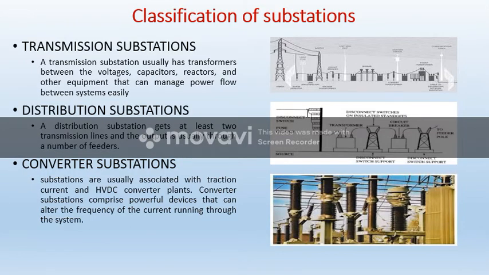Classification of substations: three types: transmission substation, distribution substation, converter substations. Transmission substations usually have transformers between the voltages, capacitors, reactors and other equipment that can manage power flow between the systems easily. Distribution substations get at least two transmission lines and the output is distributed through a number of feeders. Converter substations are associated with traction current and HVDC converter plants. The converter substations comprise powerful devices that can alter the frequency of the current running through the system.